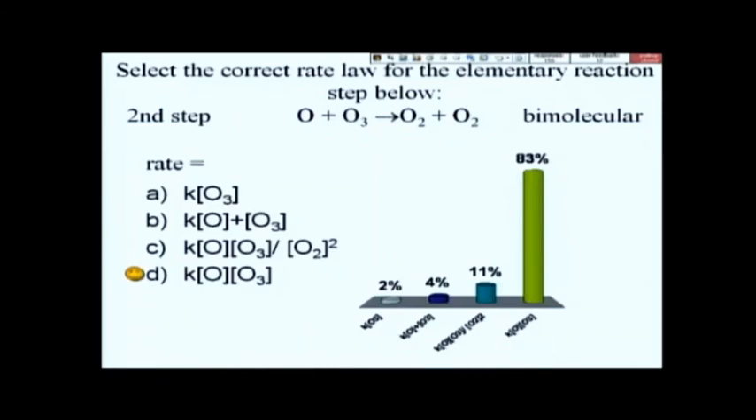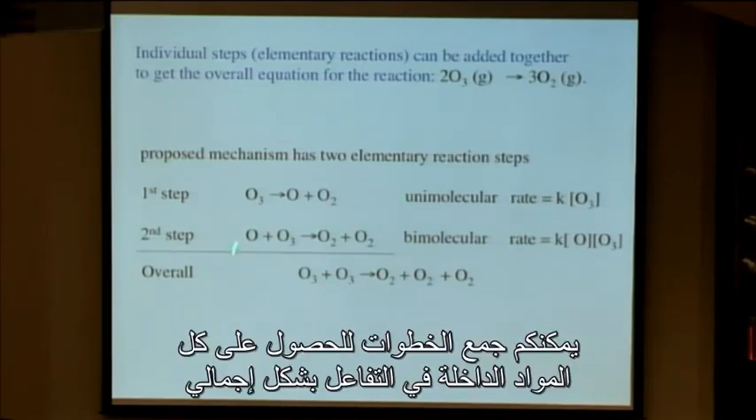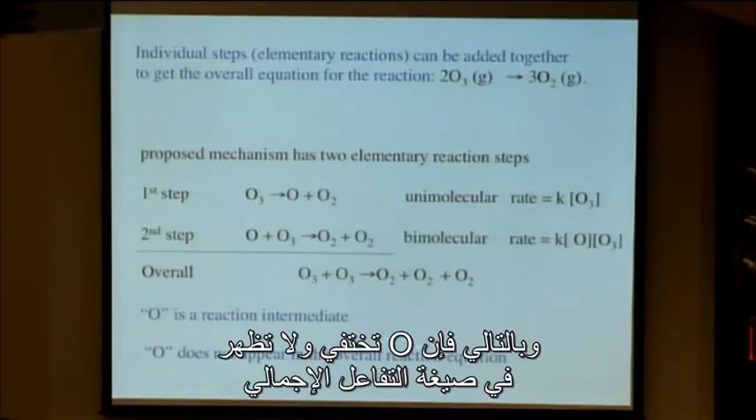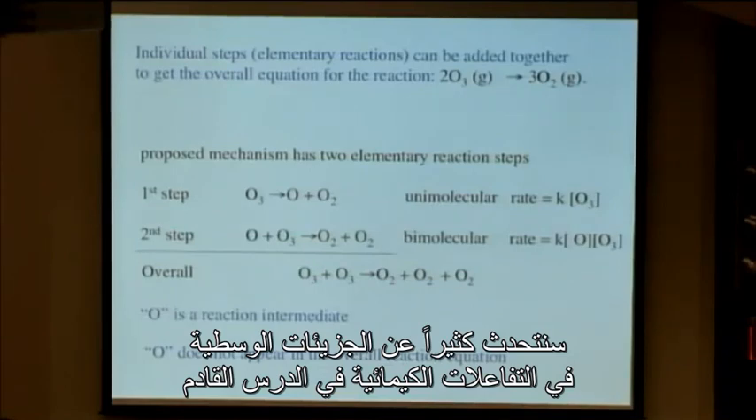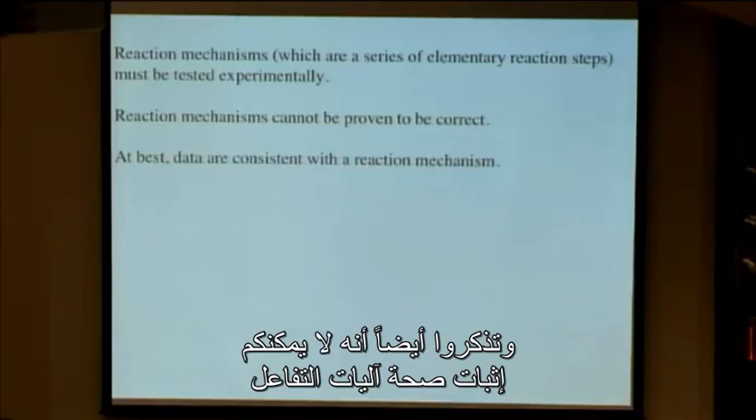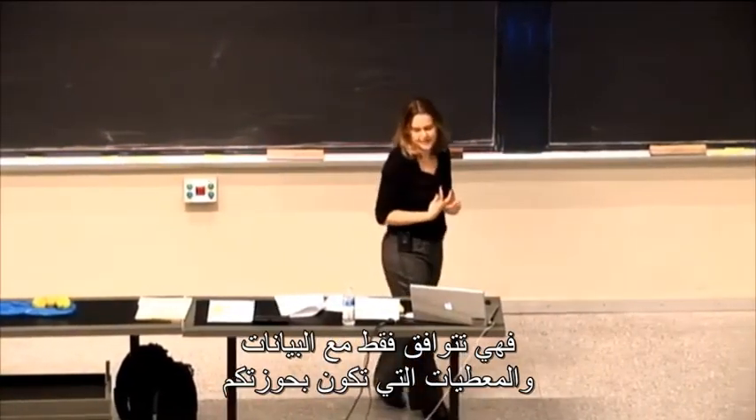So we have the rate is equal to K times these two reactants. You can sum up the steps and get the overall reactants. Notice that O is an intermediate. It's formed here, decayed here. It goes away. And so O doesn't appear in the overall expression. So we're going to talk a lot about reaction intermediates next time. And also remember that you can't prove reaction mechanisms to be correct. They're just consistent with the data that you have.